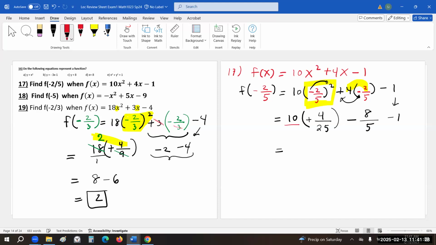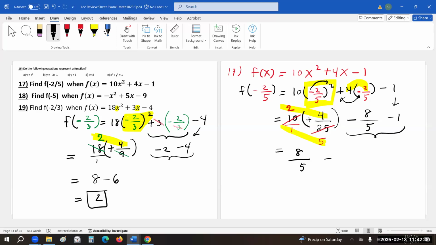Now, below 10, we have 1. So that means you have 10 on the top, 25 on the bottom. Can you simplify them with any number? Both of them are divisible by what? 5. 5 goes to 10 how many times? 2. 5 goes to 25 how many times? 5. Now, at the end, what do we have on the top? 8. And what do we have on the bottom? 5.